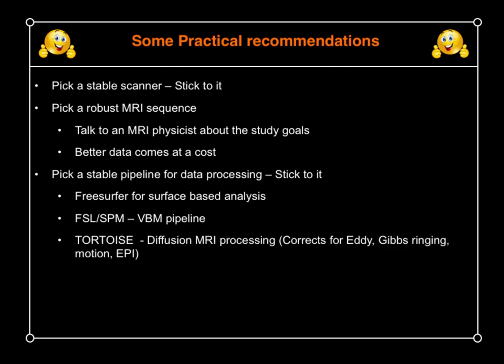For diffusion pre-processing, I would highly recommend using Tortoise because it gives you the ability to correct for a whole host of distortions. This was put together by the people who invented the diffusion tensor, so they really know what's going on and how to deal with these issues. I have learned a lot from working with this group of people.